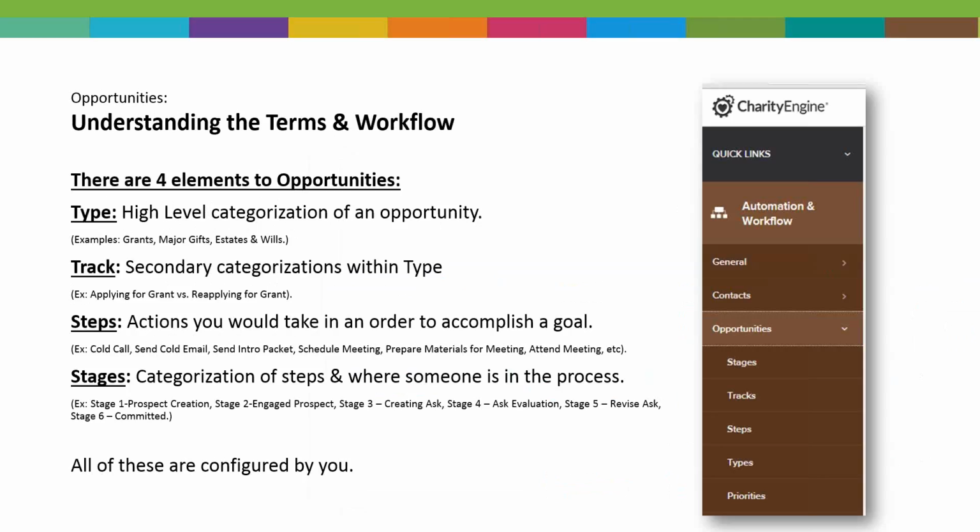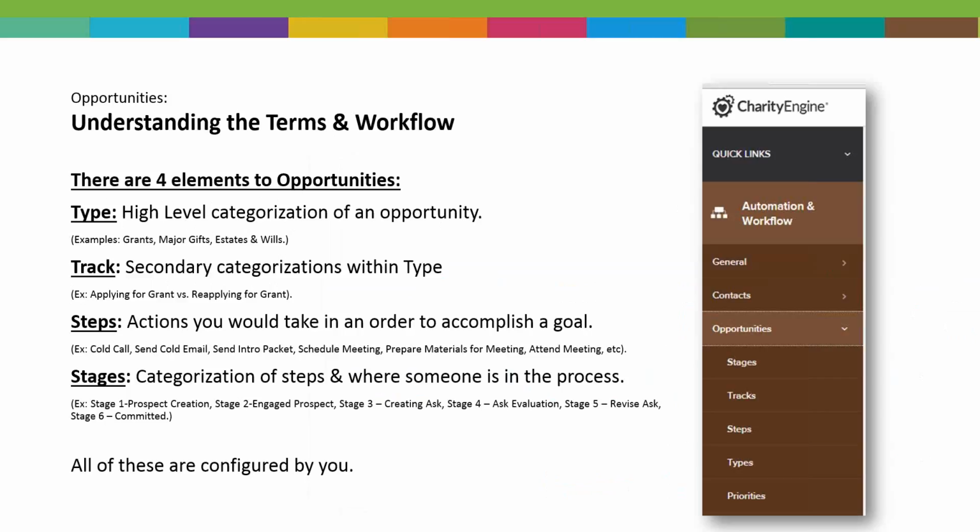So to understand it, if you do go in and play around and try to understand it yourself, there are four elements to opportunities. There's high-level categorization, which is type. So a type might be grants, major gifts, estates and wills. A secondary categorization of that is track, what track you have somebody on. So maybe they're applying for a grant, maybe they're reapplying for a grant. If that is a different process, that allows you to put them on a different track, which would have different steps and stages, which leads us to steps and stages.